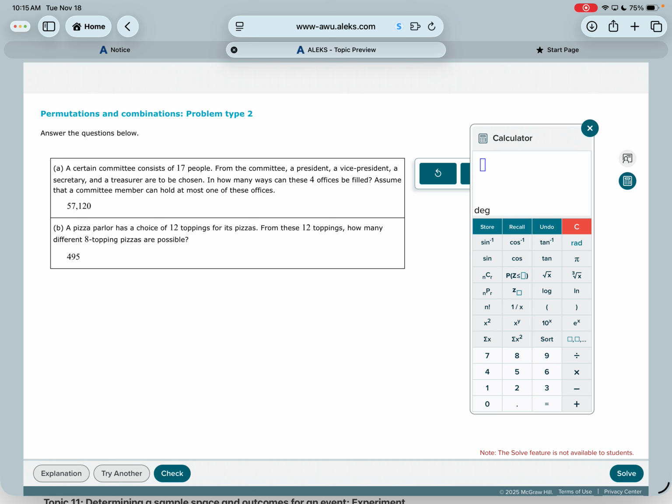That should do that. Let me change these to blue. Okay, so there are 3 topics on that. I don't really do the first 2 because the first 2 flat out tell you the order matters, the order is relevant, or the order is not relevant. For that third topic there, or the problem type 2, you have to choose whether the order matters or not.